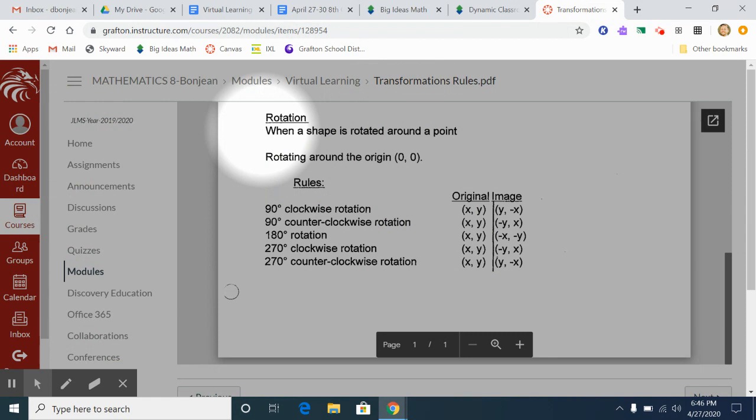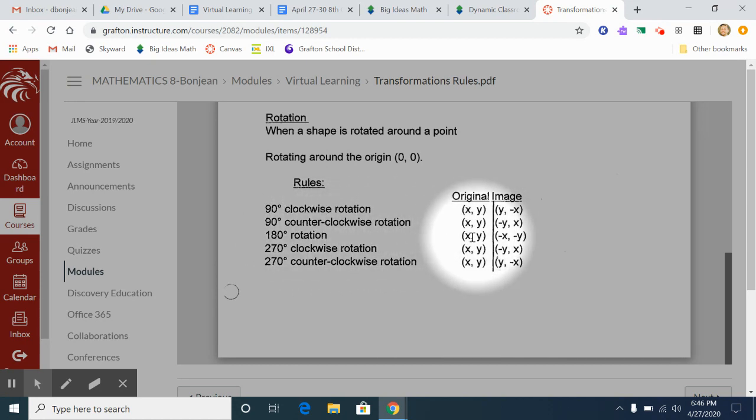Okay, so underneath this assignment, this transformations rules document is there, and it's really helpful. So what happens with a 180 degree rotation, which is what we're working with right now, is that for the original figure, we take our dimensions and we just flip-flop them. The x becomes the opposite of itself, and the y becomes the opposite of itself.